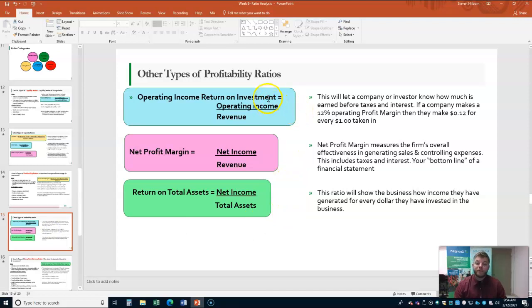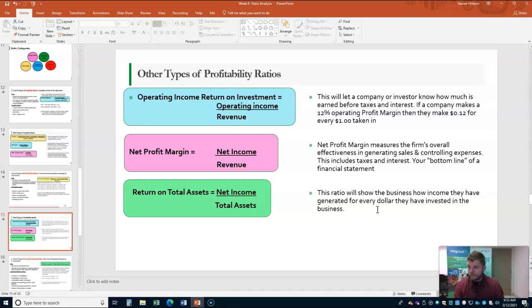Other types of profitability ratios are the following: operating income return on investment, net profit margin. So instead of gross profit margin, this is net income. The final line in that income statement, what do we actually keep? The bottom line, as we call it. And then return on total assets, which is net income divided by total assets. So how much stuff did we have to use and do we own in order to make a certain amount of money?